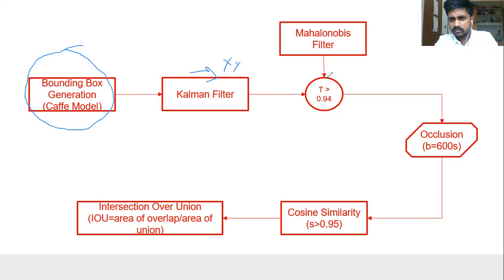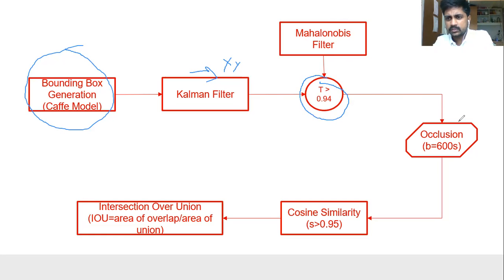So we check whether the prediction is greater than 0.94. It gives around 0.943, like 95%, by using the Mahalanobis filter. If the prediction is over 94%, then only we consider it as a true prediction.